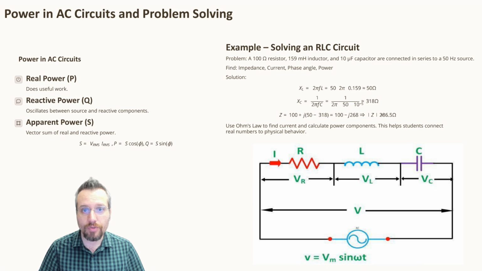Now, if needed, we can use Ohm's law to find current and calculate power components. In the next session, we'll look at how we actually measure these AC quantities with instruments, including RMS meters, oscilloscopes, and power analyzers. Until then, revisit your fundamentals and remember every sinusoidal signal is a window into rotational energy, field interaction, and time-symmetric physics.